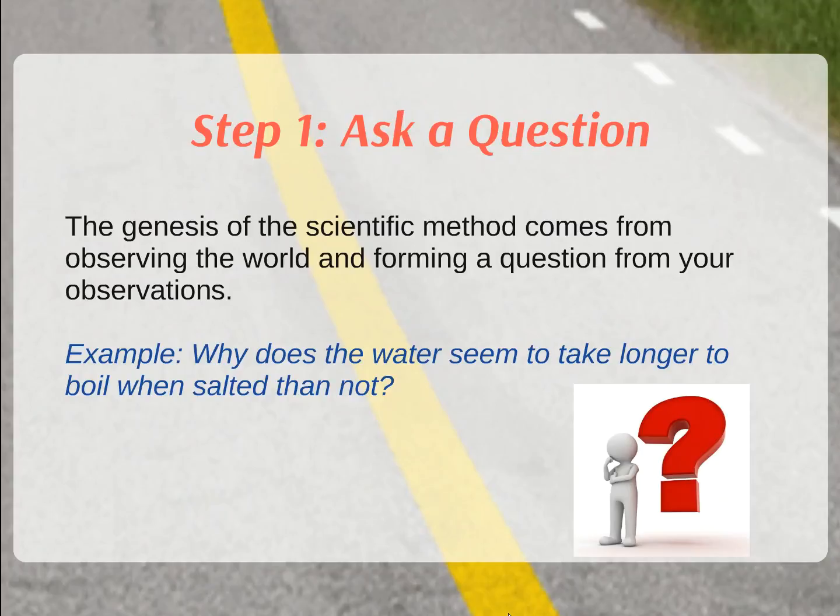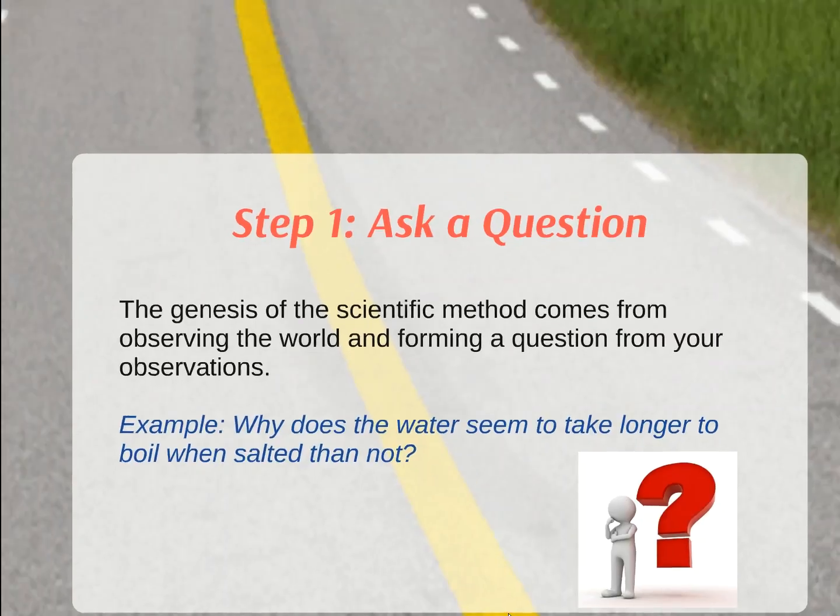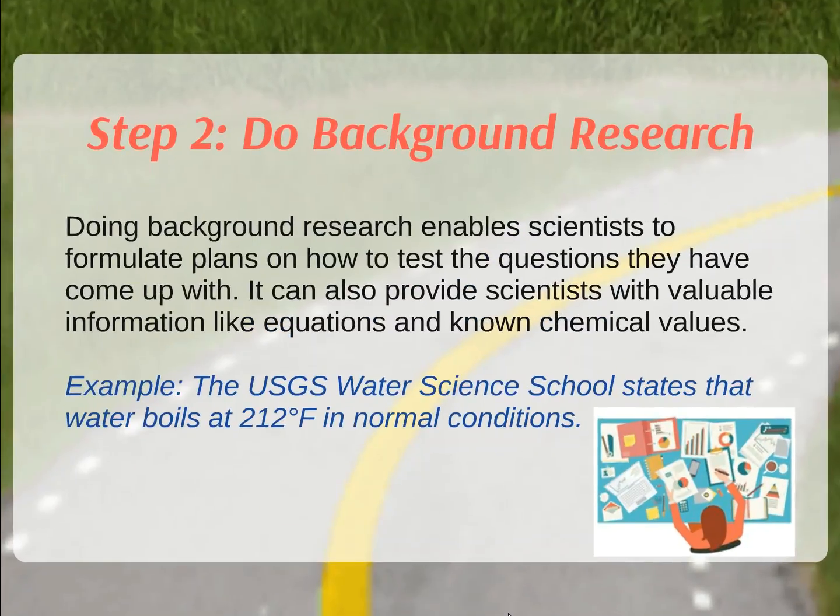Step 1. Ask a question. The genesis of the scientific method comes from observing the world and forming a question from your observations. Why does water seem to take longer to boil when salted than when not? Step 2. Do background research. Doing background research enables scientists to formulate plans on how to test the questions they have come up with. The USGS Water Science School states that water boils at 212 degrees Fahrenheit in normal conditions.